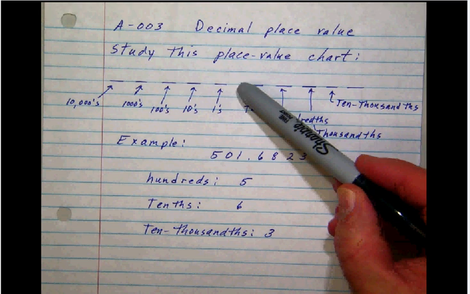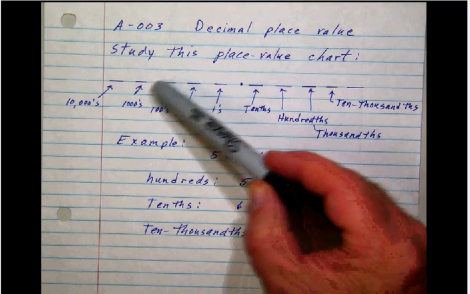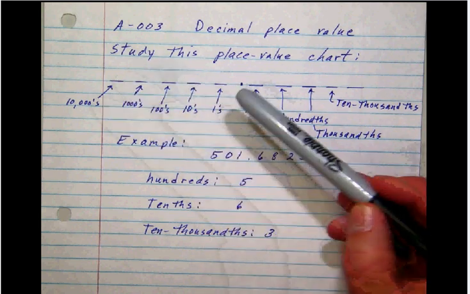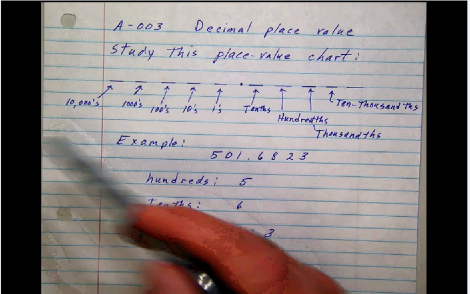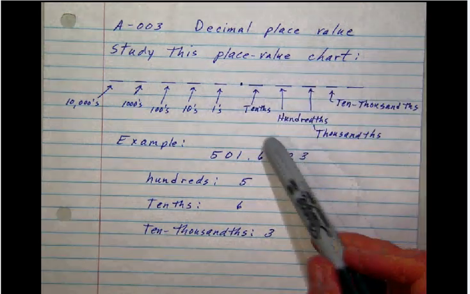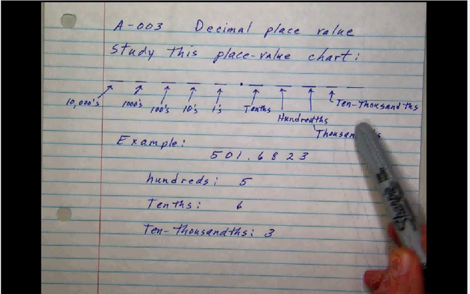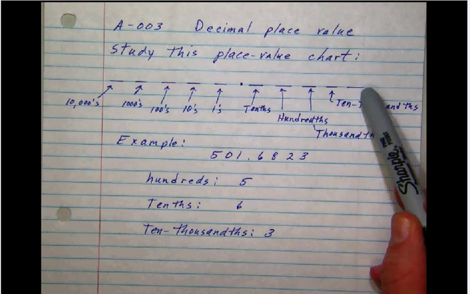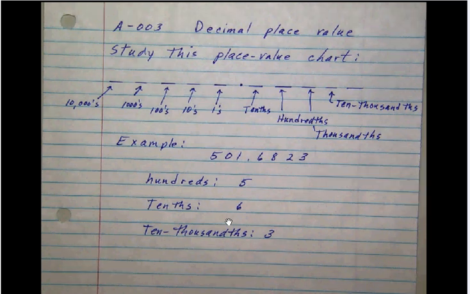Starting at the decimal point and going to the left, we have ones, tens, hundreds, thousands, and then ten thousands. Of course, it goes on forever to the left: hundred thousands, millions, and so on. At the decimal point going to the right, we have tenths, hundredths, thousandths, ten thousandths, hundred thousandths, millionths, and so on in that direction. But this ought to capture most of the problems that we have.